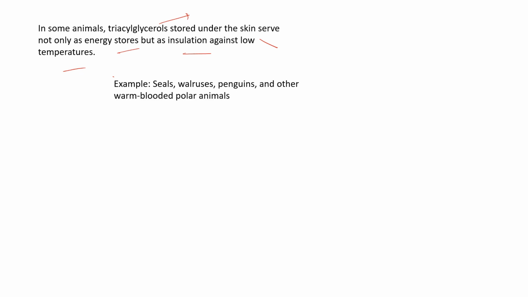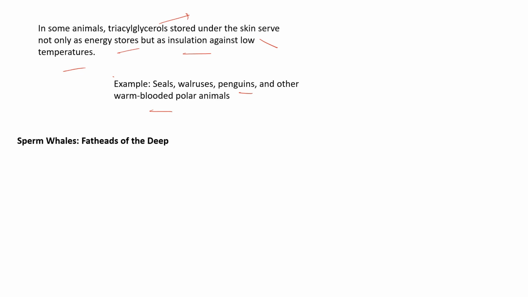Now, in some animals, these triacylglycerols stored under the skin serve not only as an energy store but also work as insulation against low temperature. So these fats not only provide energy but also provide insulation, mainly for polar animals like penguins and polar bears. They have a large amount of stored fat in their body that keeps them warm.